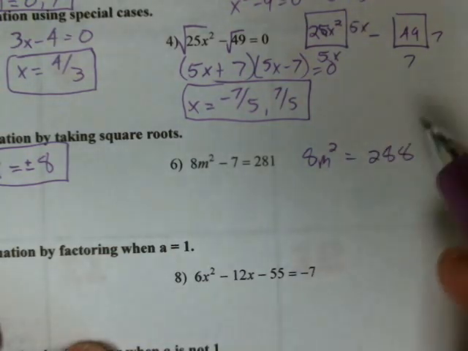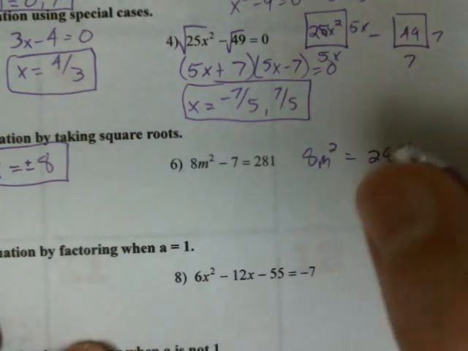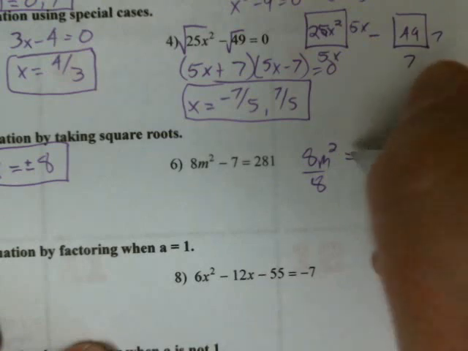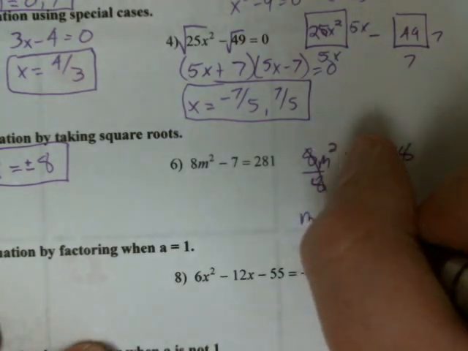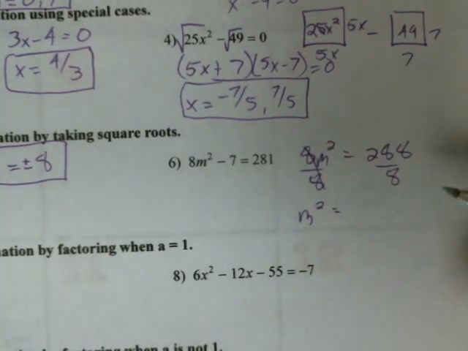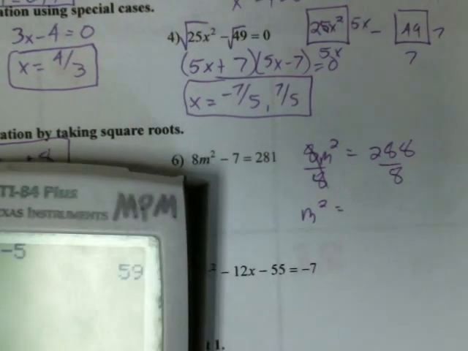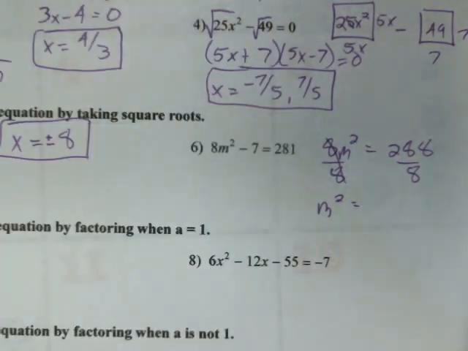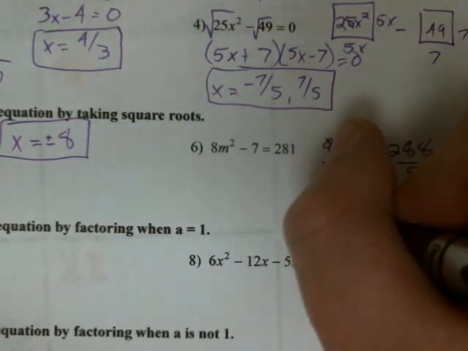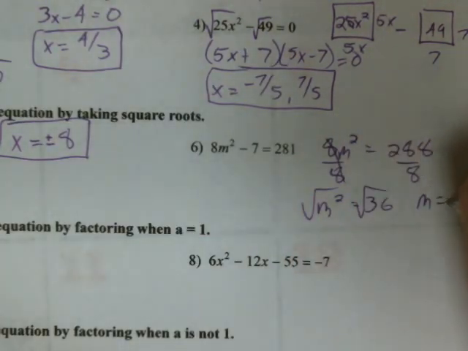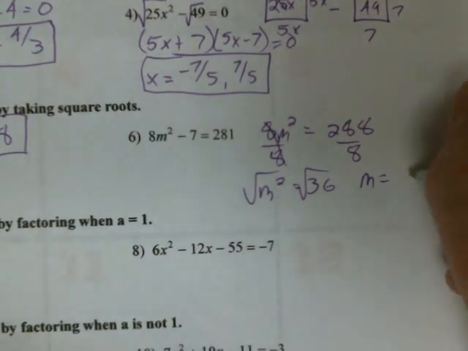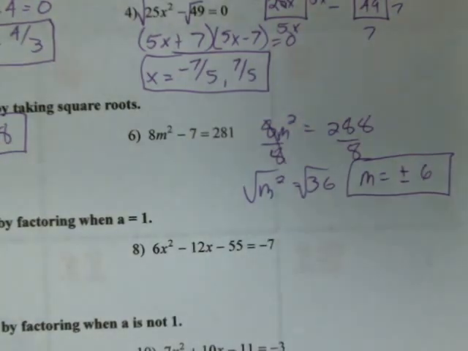I'm not ready to take the square root yet. Okay, I don't have M squared by itself. I got to isolate that guy. So let's divide by 8. I'm going to get M squared is equal to 288 divided by 8. That gives me 36. Take the square root. And the square root of 36 is what? Plus or minus 6. Yes, plus or minus 6.